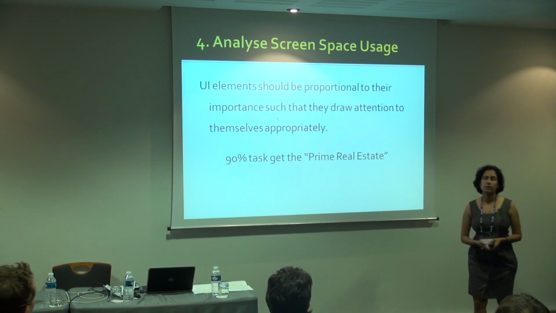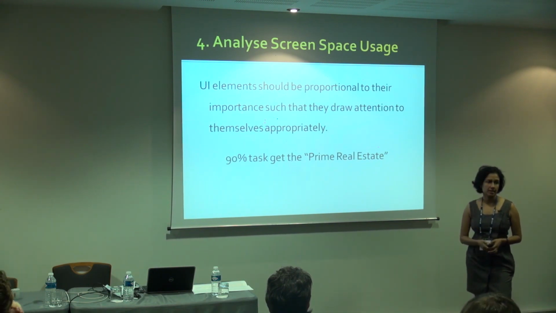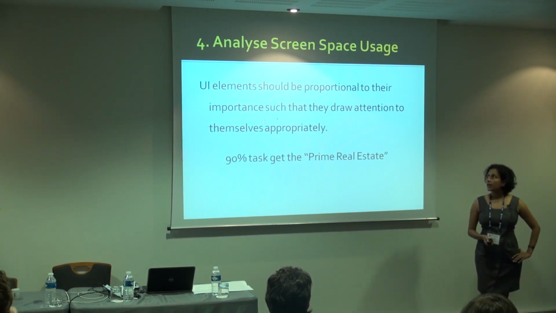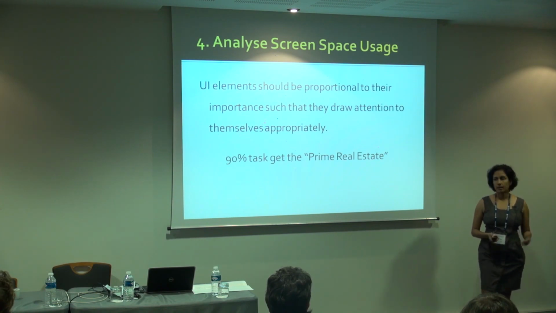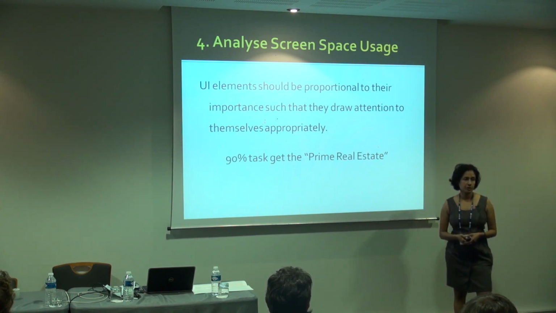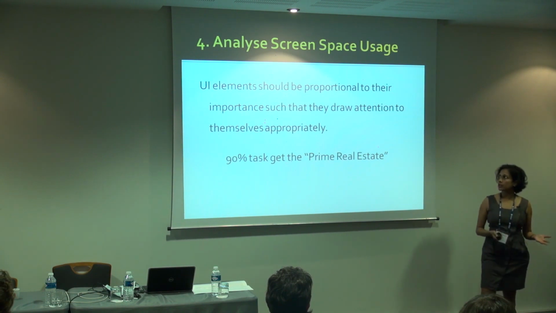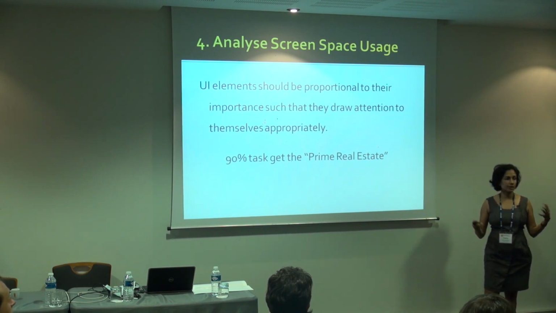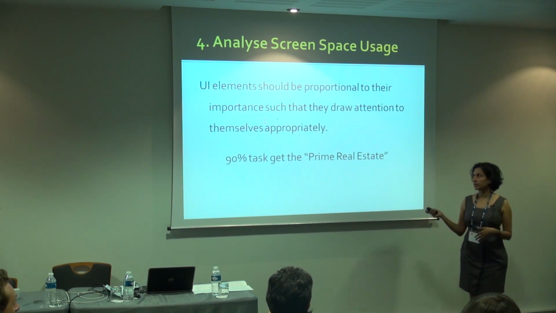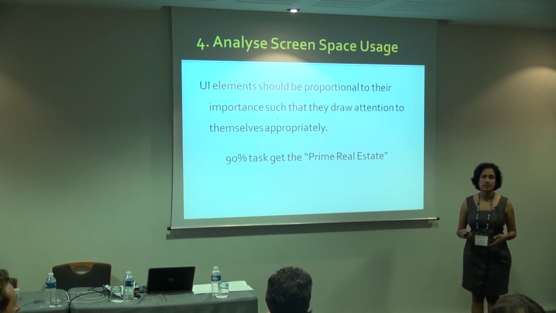Okay, on to step 4, analyze screen space usage. So the principle here is that the GUI elements should be proportional to the importance that they have, such that they draw attention to themselves appropriately. And basically, the 90% task gets the prime real estate.